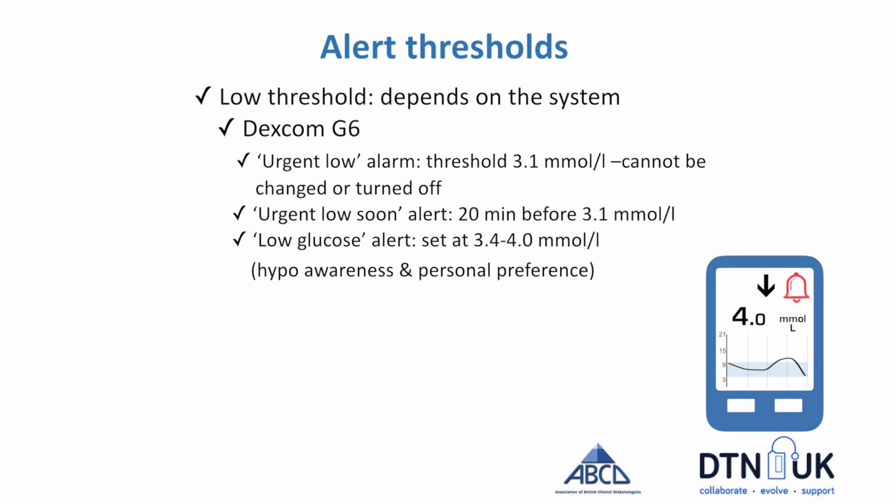And the idea of these systems is that the predictive low glucose alarm, the urgent low soon alert, will alert you if your glucose is falling very quickly to a low level, and the low glucose alert will alert when your glucose is slightly higher.